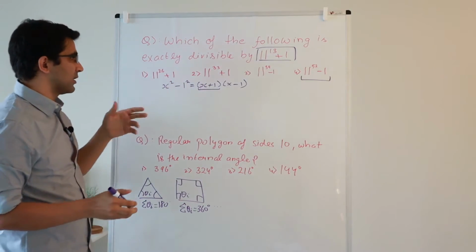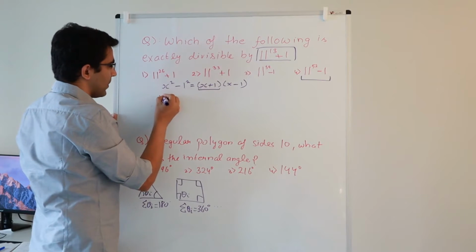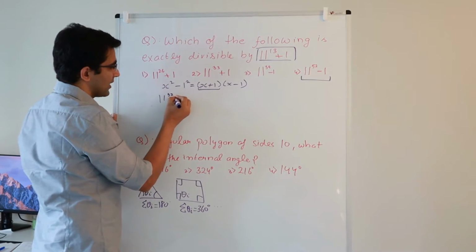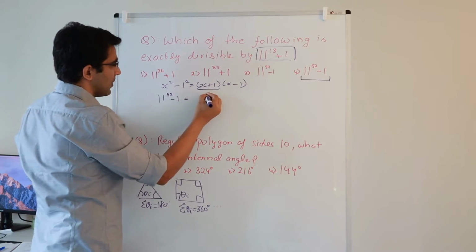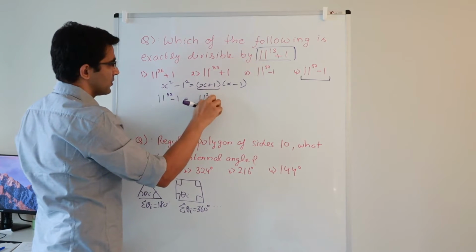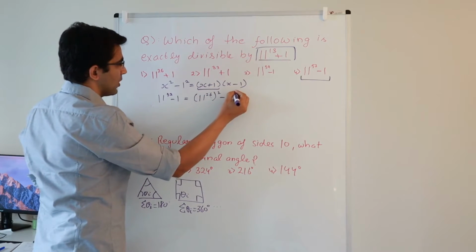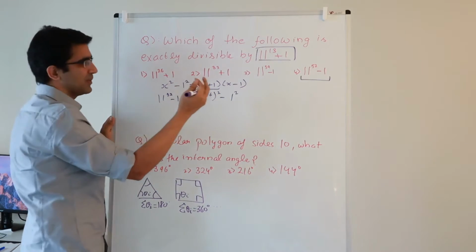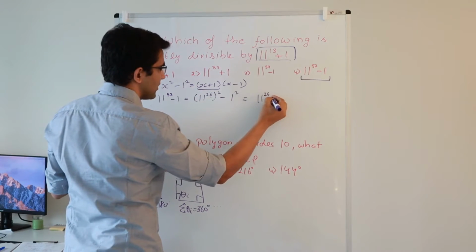We'll come to that part later on, but if you want to expand 11 to the power 52 minus 1, you can basically write it as 11 to the power 26, you square it, minus 1 square. Now this is a square minus b square, which can be simply written as a plus b and a minus b.